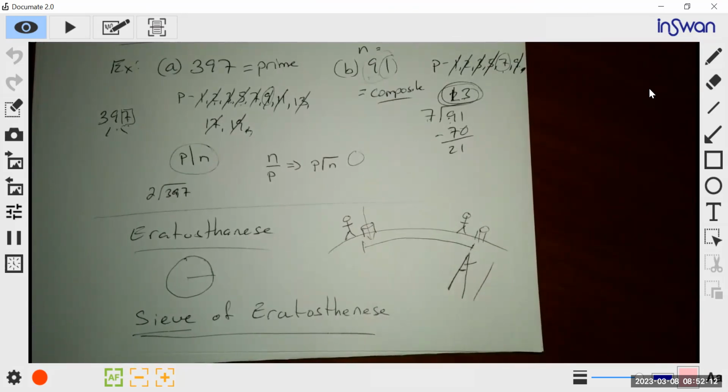Is the number of prime numbers finite? You want to say yes, why? Because they're always going to be that. That's an interesting question. You think that because numbers are infinite, there's got to be an infinite number of prime numbers too.